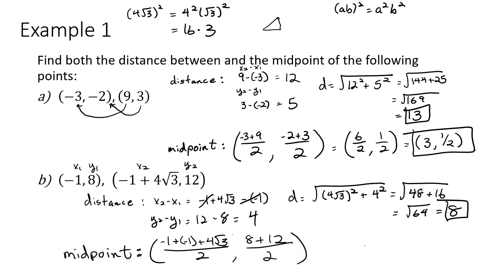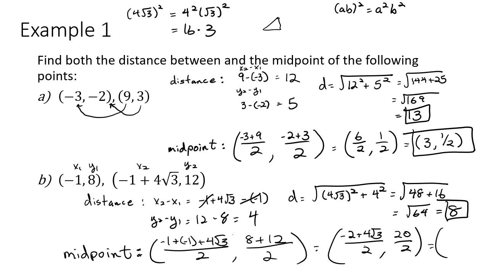And this is another example of two numbers, 8 and 12, that you might just be able to look at and tell what's halfway in between. So this time around, because we're not subtracting, the minus ones don't cancel with each other. It's just -1 minus 1. So we get a -2 plus 4 square roots of 3 over 2. And then 8 plus 12 is 20 over 2.